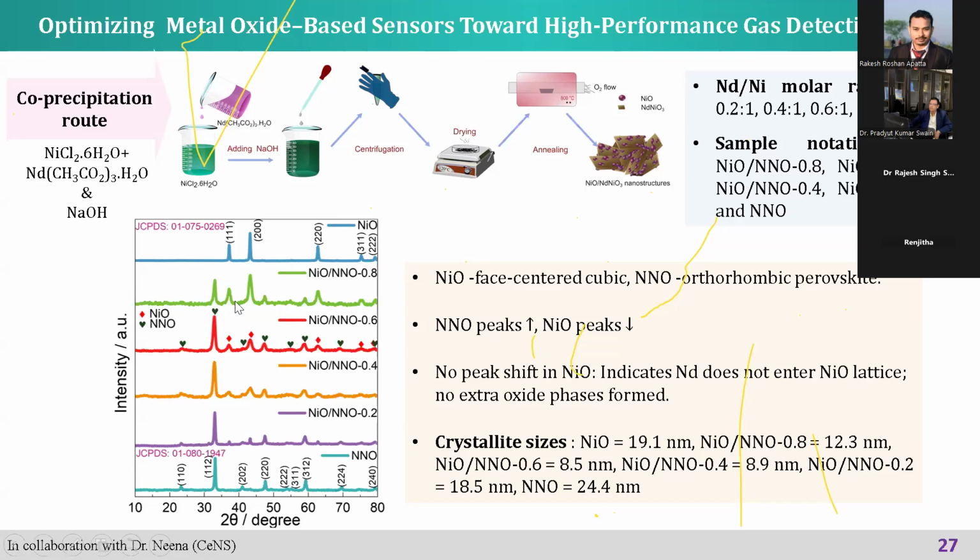If you see here, this green one will be a mixed phase. That is a mixed composite of NiO and Nd-NiO3, and the X-ray diffraction shows peaks corresponding to both NiO and Nd-NiO3.